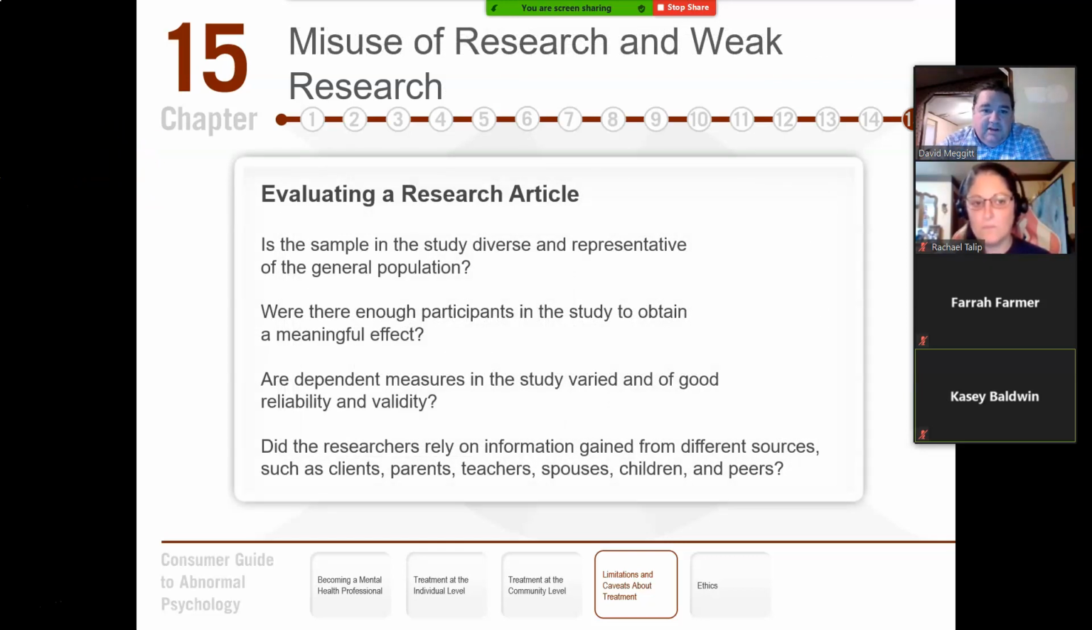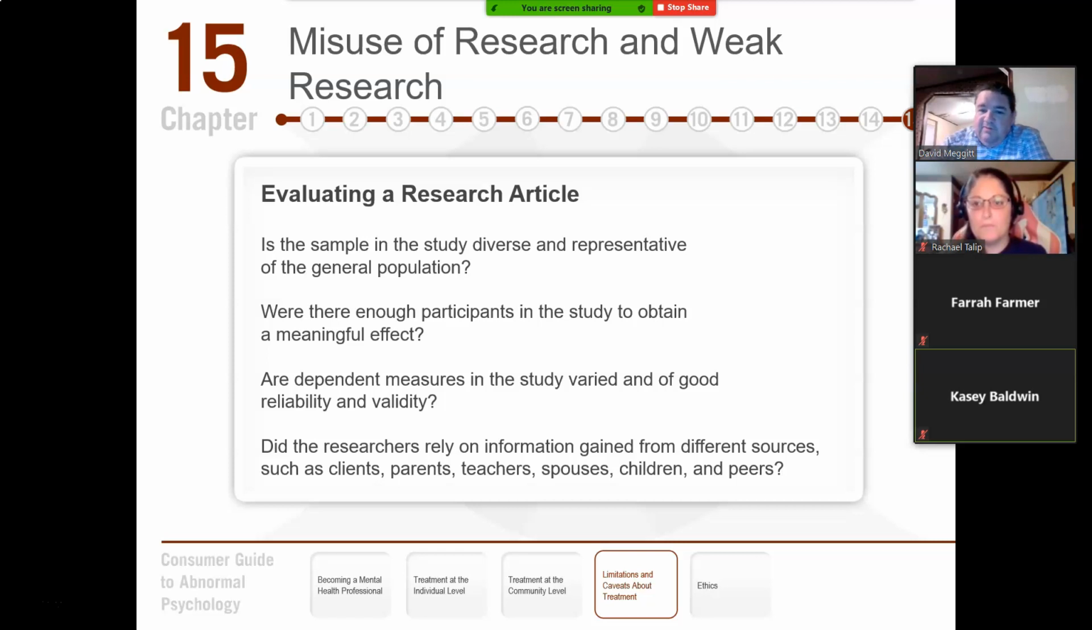The misuse of research and weak research. So is the sample in the study diverse and representative of the general population, or is it all Caucasian kids who were 12 and 13 years old? How am I going to apply that to an African American adult? Is it going to? So it's really important to really look at the research and who is being studied as to how well it's going to actually apply to maybe your circumstances. Were there enough participants in the study to obtain a meaningful effect? If there was a case study and there were only four clients that you did this new thing on, how well is that going to translate? How powerful is that going to be to try to practice on 100 people? So you may need to have more research done on something that was a case study, for instance.